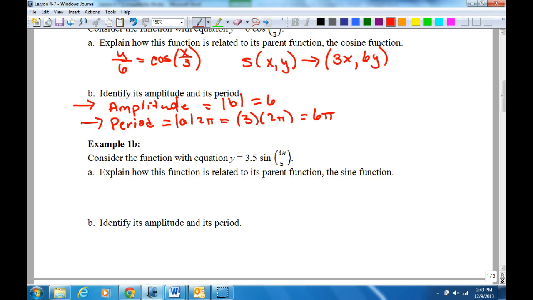All right, so let's look at this one. If I were to rewrite this, ladies and gentlemen, this is going to be the same as saying y over 3.5 equals sine of x over what? 5/4, right? Okay, so my b is 3.5, and my a is 5/4.